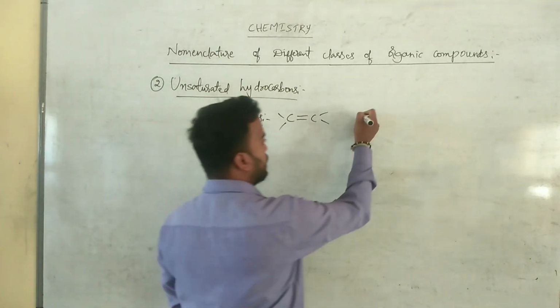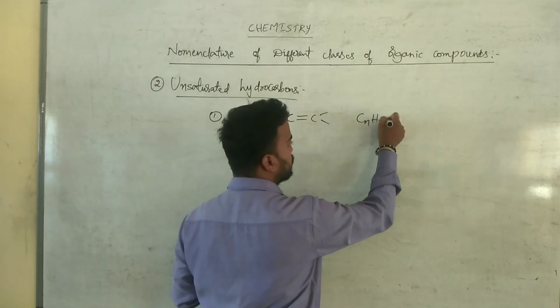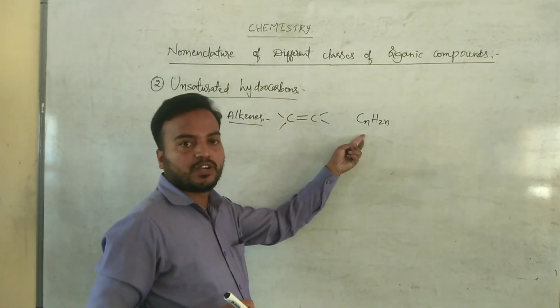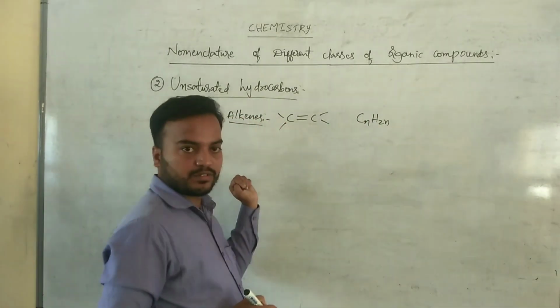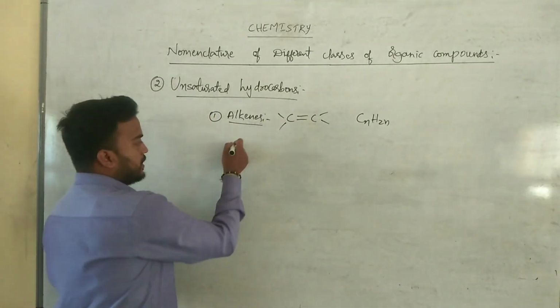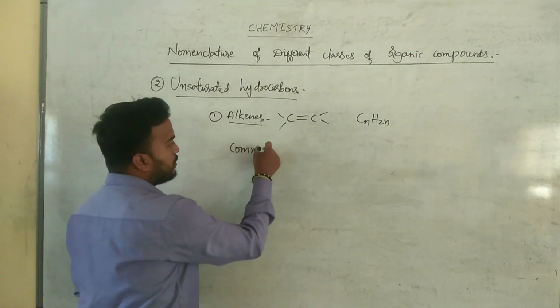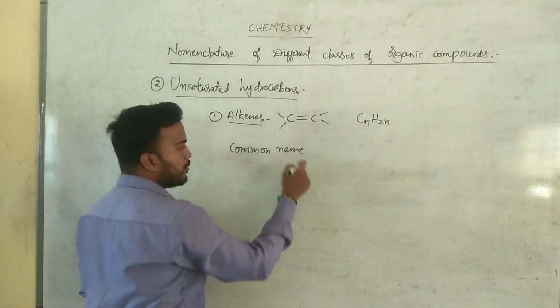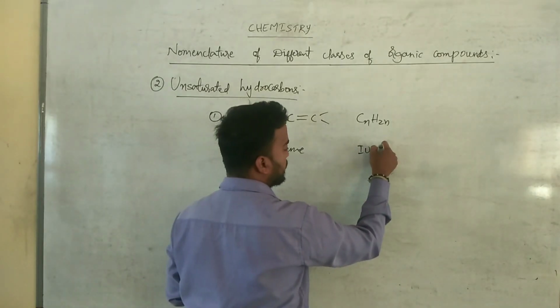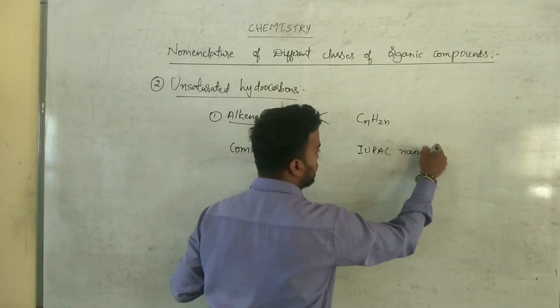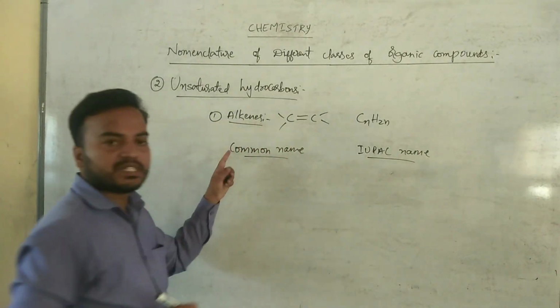Alkenes have the general formula CnH2n. So this is the general formula for alkenes. Next, common name and IUPAC name. Common name and IUPAC name for alkenes.